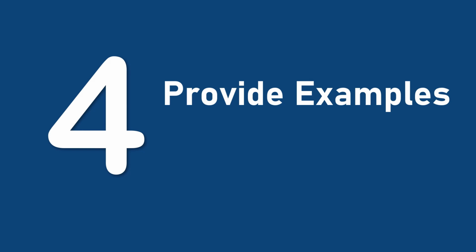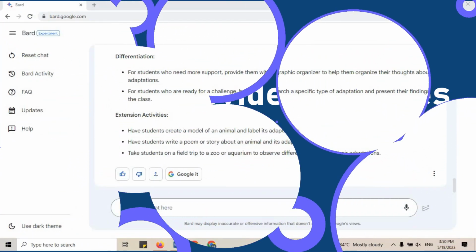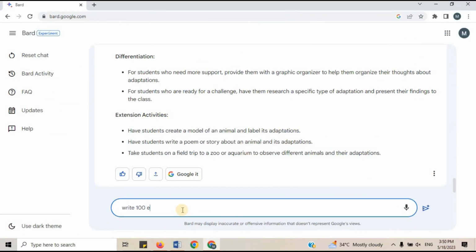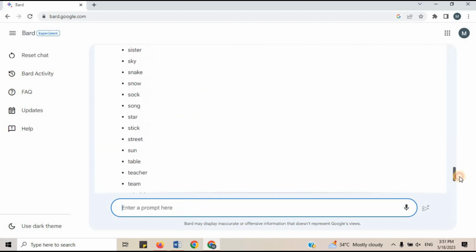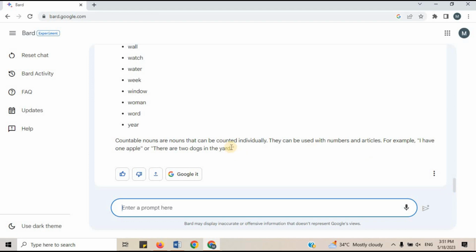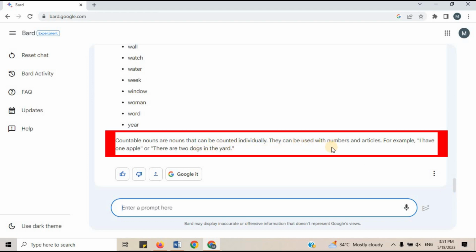Method 4. Provide examples. Google Bard can provide examples to use in lessons. For example, you can say write 100 examples of countable noun. You can see 100 examples of countable noun. Also, you got the definition of countable noun. Countable nouns are the nouns that can be used individually. They can be used with numbers and articles. For example, I have one apple, or there are two dogs in the yard.